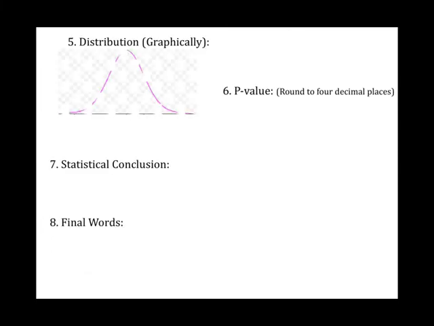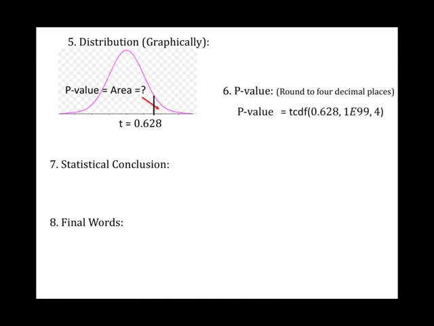So we have the t distribution with the right tail. And we find the test statistic is 0.628. So we're going to use the test statistic to find the area of the right tail. We're going to use the tcdf: lower value, upper value, degrees of freedom. Okay, you should get 0.2820. Compare with your significance level, that will be greater than. So that's going to be fail to reject.